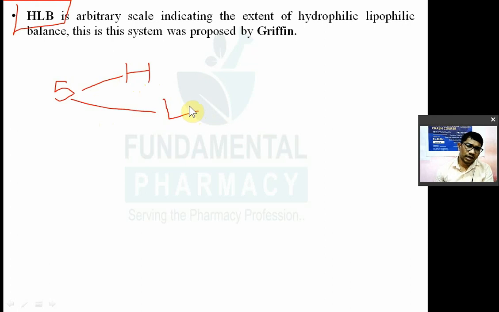So Griffith in 1920, Griffith एक साइंटिस्ट है, इन्होंने 1920 में. So he studied the properties of surfactant. Surfactant means surface active agent. They are active at a surface, so they will reduce the surface tension.